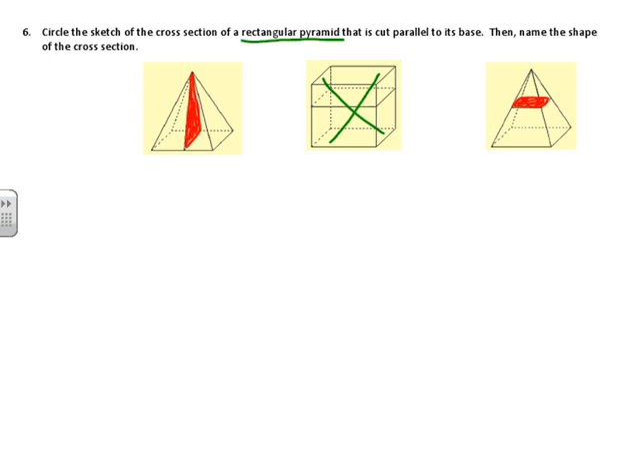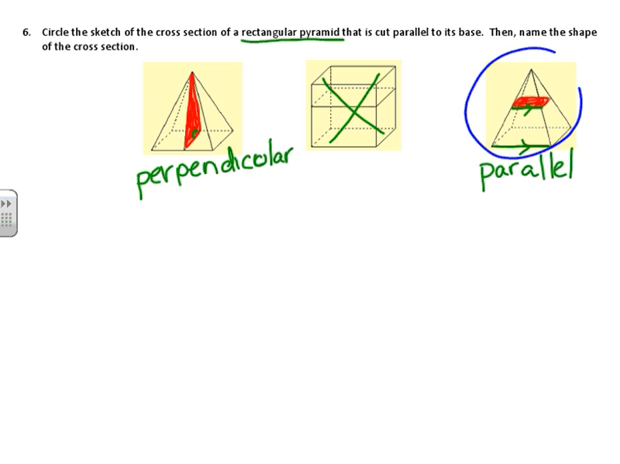The first one forms a 90-degree angle right here, and so that actually is called perpendicular. That's not the one that we want. The other one, these two lines right here are parallel. So this is the one that we want. So I'm going to circle that, and then I'm going to name the cross-section.